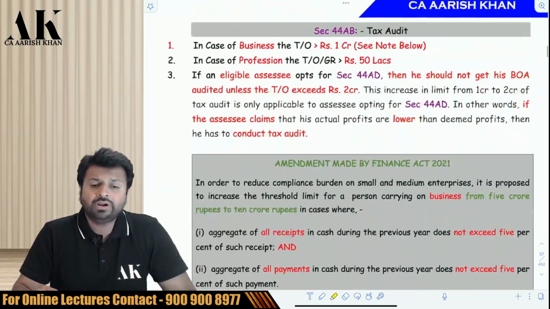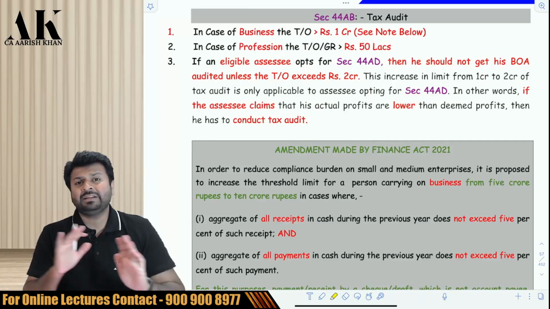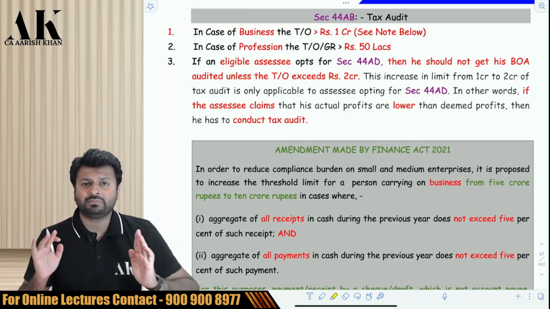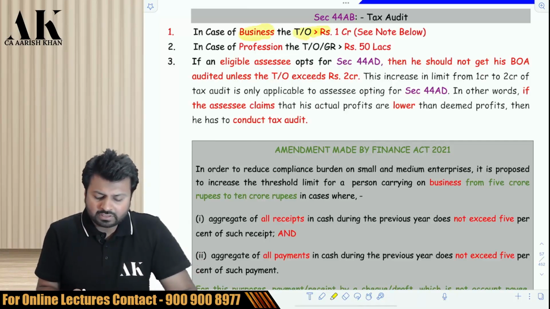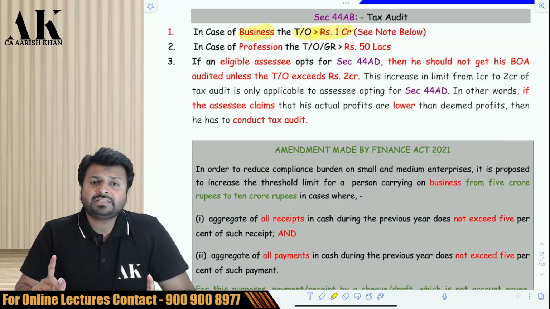Okay, let us go ahead with the next one, and that is tax audit. For whom is tax audit mandatory? Listen carefully. There are multiple categories of tax audit. We have to talk about them one by one. First, if you are doing a business and if your turnover is greater than 1 crore rupees, the tax audit is applicable for you. For a businessman, the turnover limit for tax audit is exceeding 1 crore rupees in the financial year.